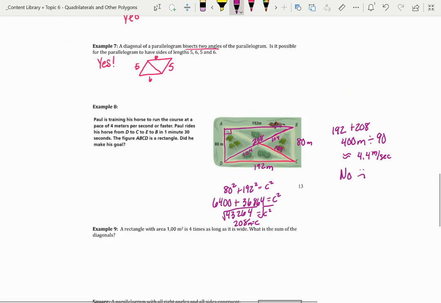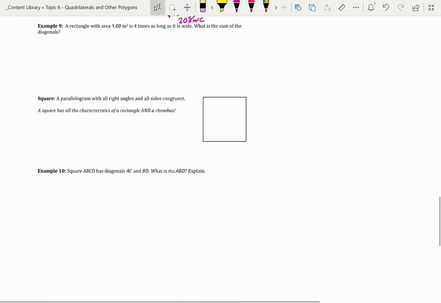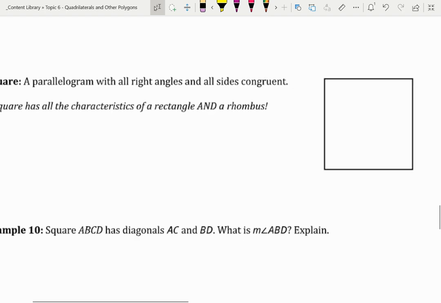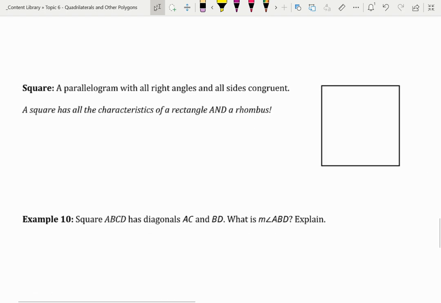Sad day. Okay, let's go on to squares. These are pretty important things. A square is a parallelogram with all right angles and all sides being congruent. A square has all the characteristics of a rectangle and a rhombus. So let's mark this up a little bit. We've got all right angles. All of its sides are congruent. But remember, it also has all the characteristics of a rhombus.